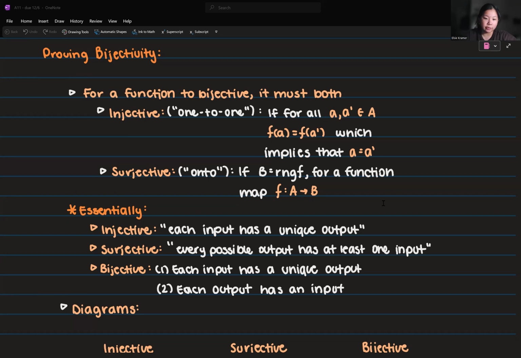To be surjective, or onto, if b is in the range of f for a function mapping f of a to b. So essentially, each input has a unique output for injectivity, and for surjectivity, every possible output has at least one input. When it's bijective, it fulfills both of those needs. Each input has a unique output, and each output has at least one input.